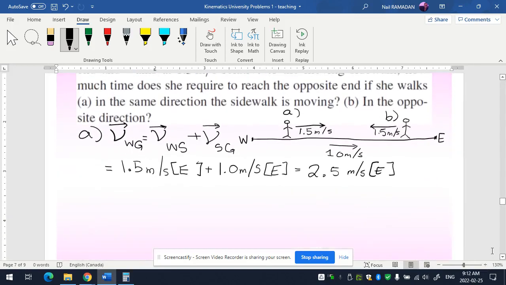By the way, does this answer make sense? Yeah. If she's already walking on the sidewalk and the sidewalk itself is moving, how does she seem to move? Really fast. Exactly. 2.5 meters per second. Okay. We got distance. We got speed. How can we get the time? Time is what over what?